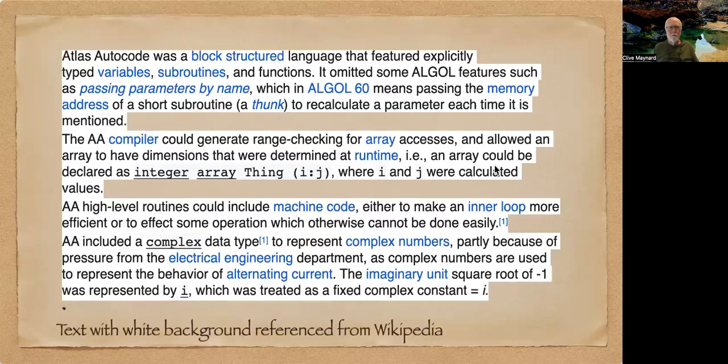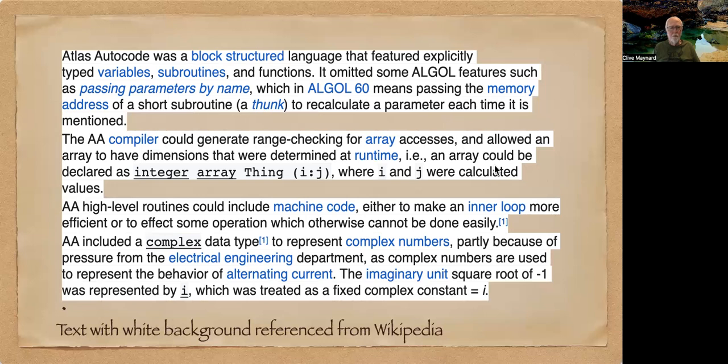Now, where does Autocode fit within programming languages? Well, just a couple of comments here: it was related to Algol 60, but didn't have quite the same contents. But a couple of the interesting things about it was it had arrays which would be dynamic in the sense that you could determine the actual size of the array during execution, which was unique at the time. It was also the first high-level programming language which actually had a complex data type, mainly from the needs of the electrical engineering department at Manchester.